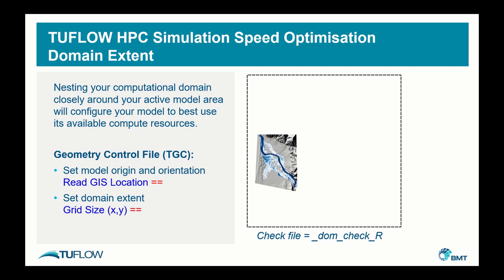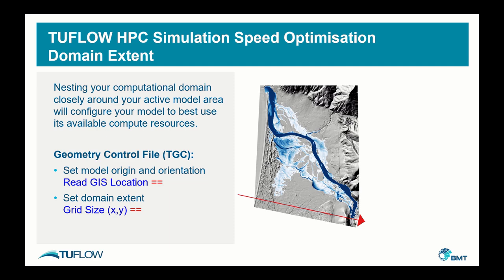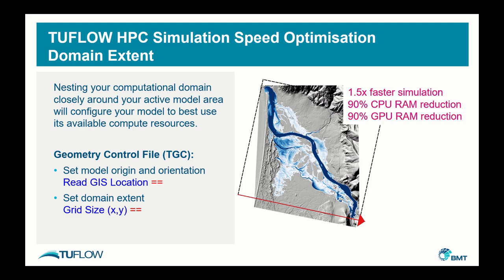Now, I've updated this model using the read.js location and grid size XY commands to this extent and orientation. By making this single change, I've increased my simulation speed dramatically by 1.5 times. So the simulation time has actually come down from 45 minutes to 30 minutes.